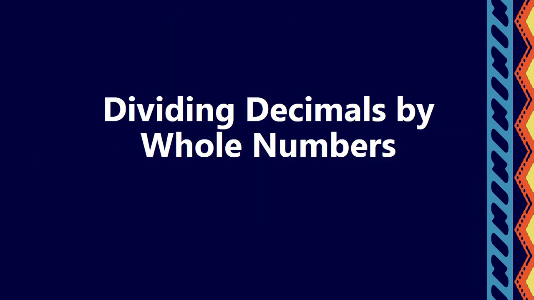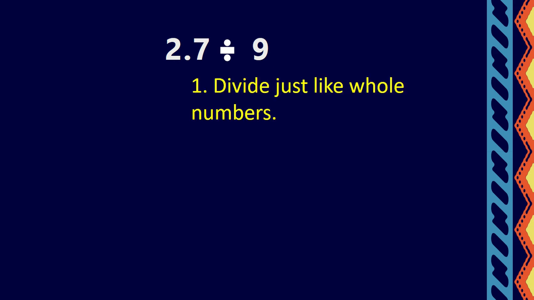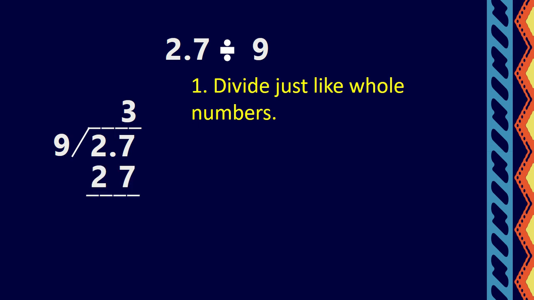Okay, to start with, let's have dividing decimals by whole numbers. So we have 2.7 divided by 9. For step 1, divide just like whole numbers. So 27 divided by 9, we have 3. 3 times 9, we have 27. 27 minus 27, we have 0.